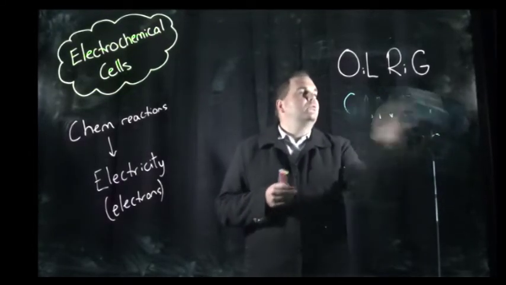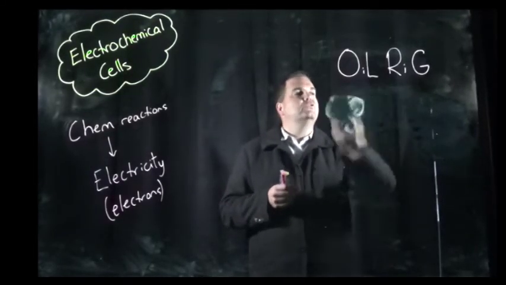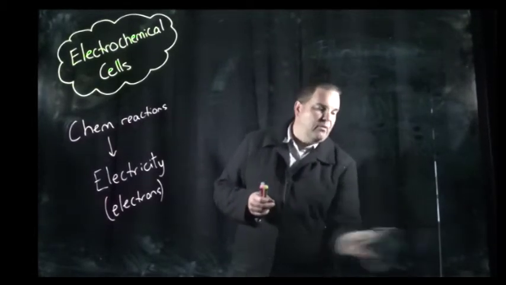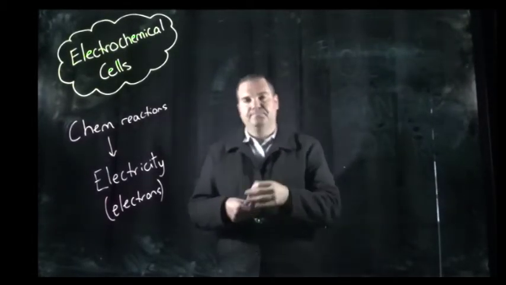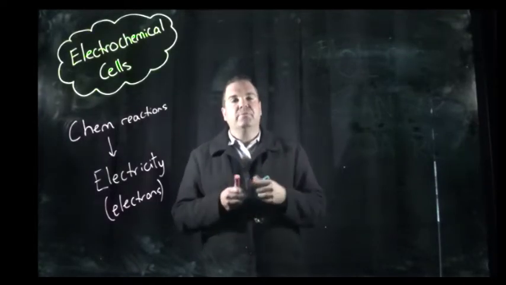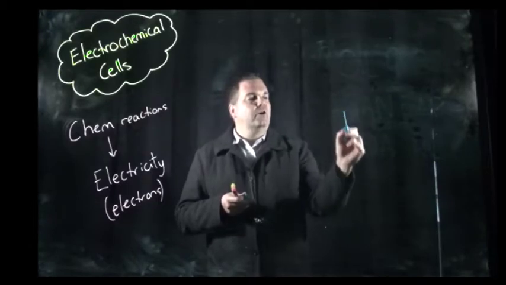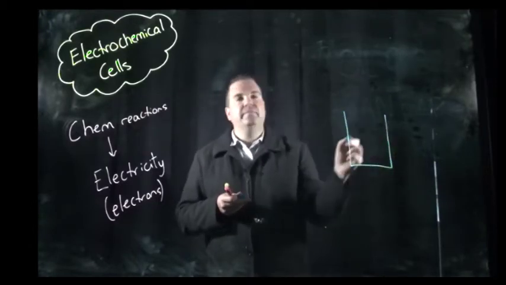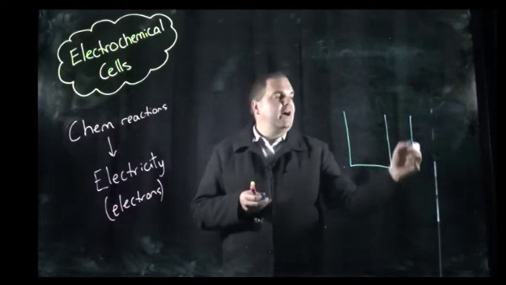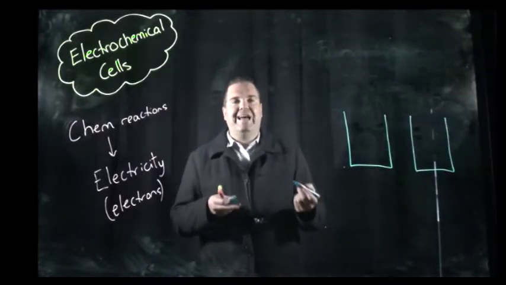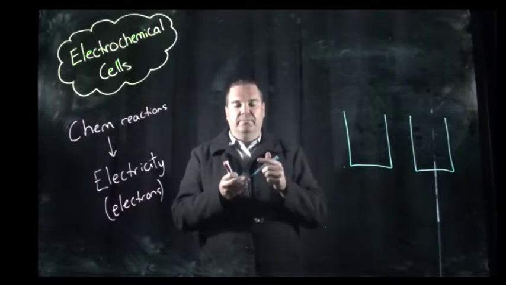So I'm going to draw up a cell which is just going to use two different metals. Remember, we use metals of different reactivity because that way we then get electrons to flow between them. So an electrochemical cell is made up of what we call two half cells. We've got one half cell here, and then we've got another half cell over here. So we have two half cells within our whole cell.